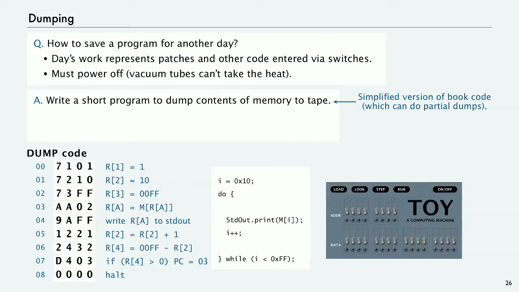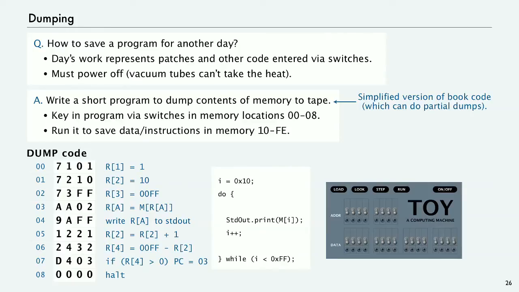This is very much like the code that we just did for loading an array, except in the middle at location 4, there's 9AFF, which is to write the current word to standard output. This is a program that just sits in a loop, printing out the contents of memory from 10 to FE. FF, of course, is the standard input-output location that we don't need to dump. So that dumps the whole memory out to paper tape. Now, this program we put in the first part of memory, and then we just run it to save the data and instructions in the rest of the memory.